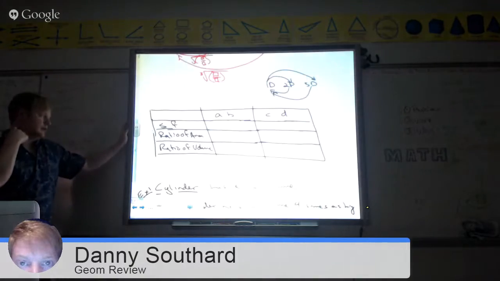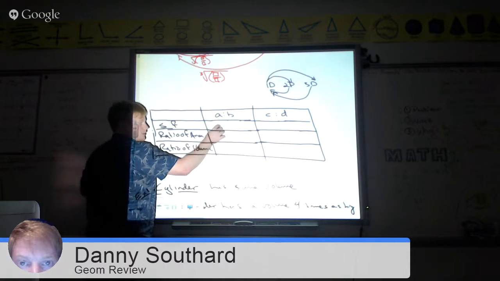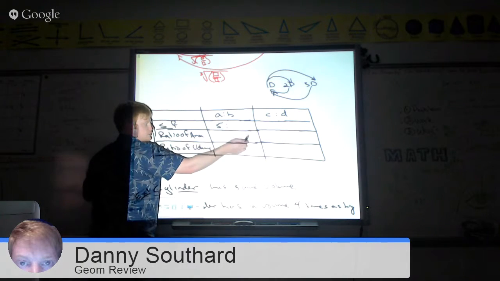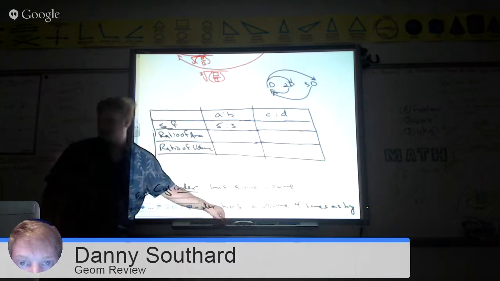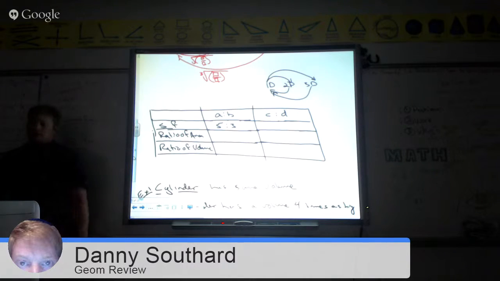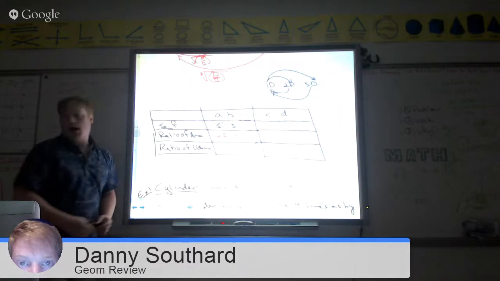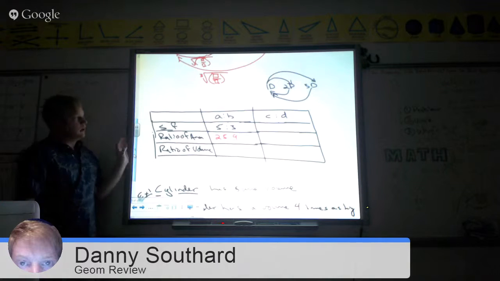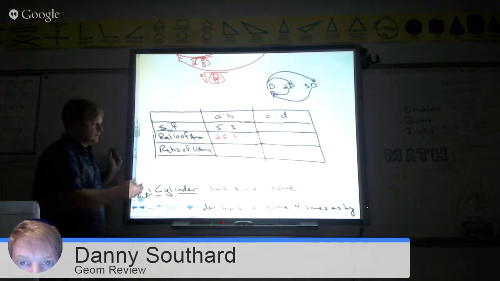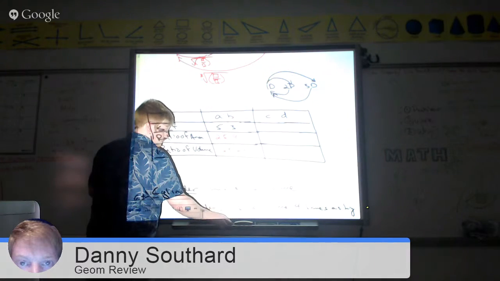Okay, so let's see. What if I gave you a scale factor for two shapes that was 5 to 3? What would be the ratio of areas? 25 to 9. How did you get 25 to 9? I squared it. Squared each one. Then what about volume? 125 to 27. Yeah. You go, Jimmy.